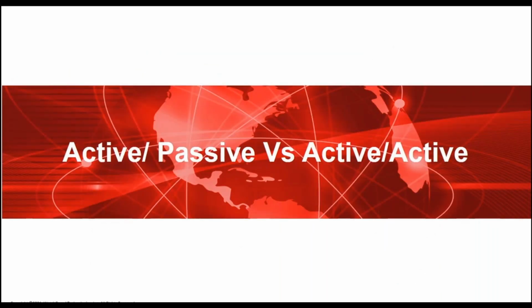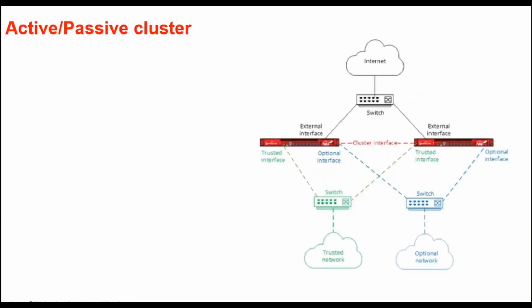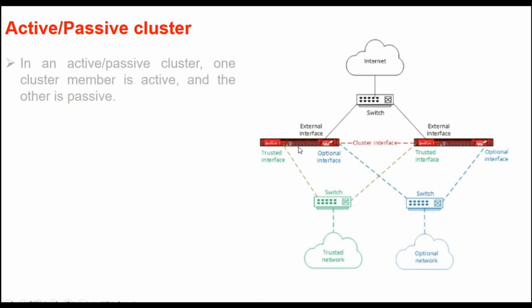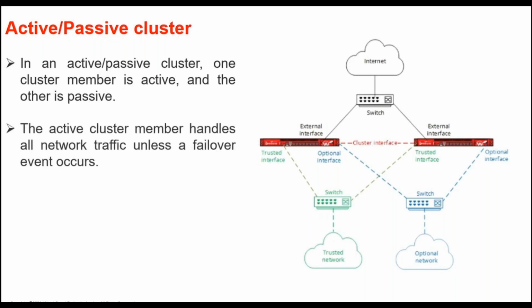Right, so moving on here, we will take a look at the difference between active passive and active active. After we understood that what we are talking about here is high availability when it comes to clustering, it's on the same site. We are not talking about the disaster recovery side. So when it comes to the active passive cluster, this is another example that we have in here. In an active passive cluster, one cluster member is active and the other one is passive. It's from the name itself.